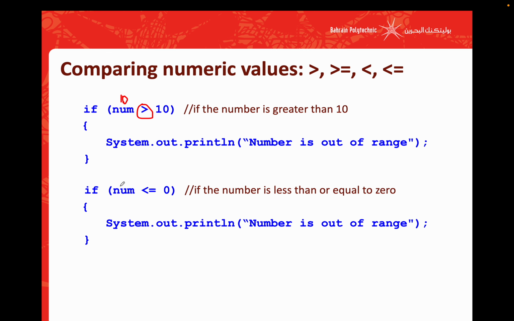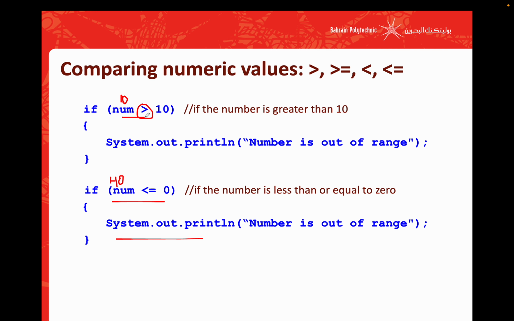And in this case, you're checking if the number is less than or equal to 0. So if the number was 0, it will give you true. If the number was, let's say, minus 10, then it is also true. But if it was, let's say, 40, then it's not true, because 40 is not less than 0. So this is another way of writing the condition. Anytime this condition is true, this statement will be printed out.